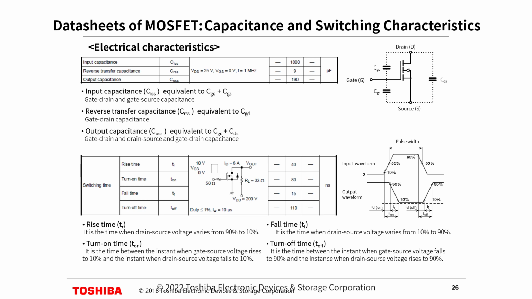Datasheets of MOSFET, capacitance and switching characteristics. This page summarizes the capacitance and switching characteristics of the MOSFET. For example, gate drain and gate source capacitance and rise time, tr, are included.